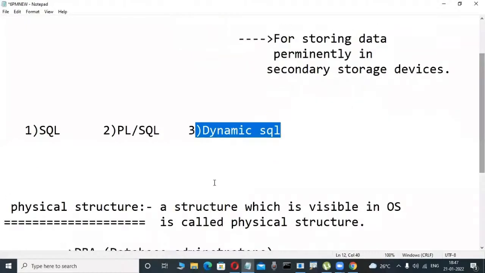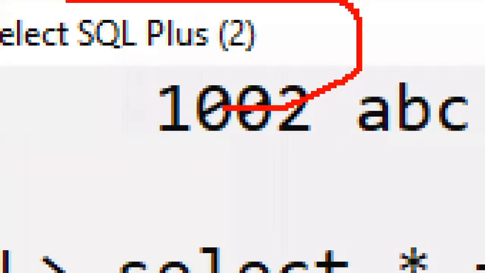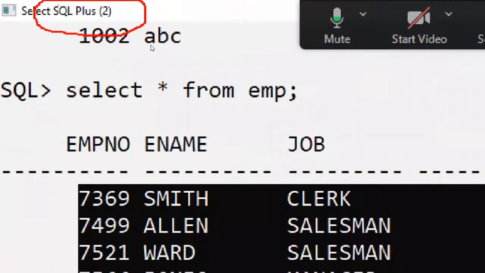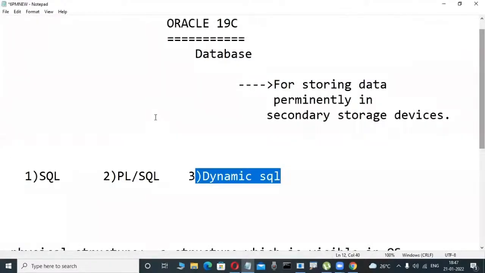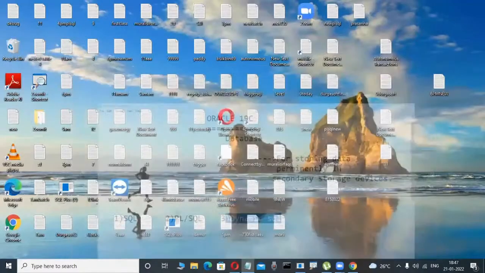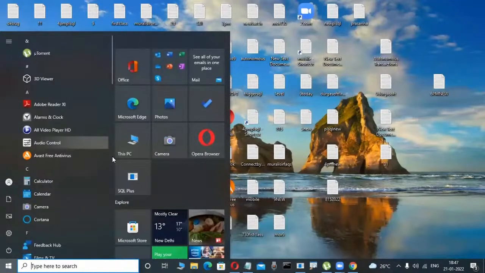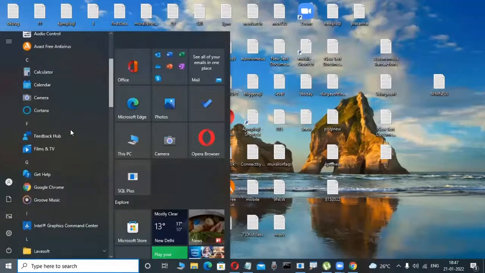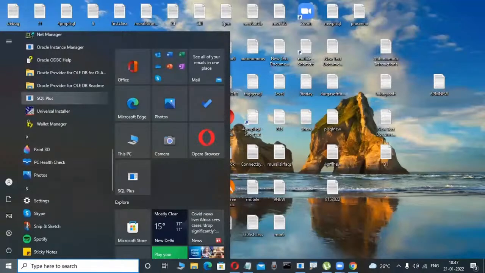But another thing is there on my system. SQL*Plus is there. What is this? This is a tool, called a client tool. If you want to connect to the Oracle database, we use client tools. SQL*Plus is the default tool. Whenever I install the Oracle software, the tool is automatically available. How to install it, what these tools are, we will learn in our course. Don't worry. This is the Oracle software I'm installing, and in it SQL*Plus is automatically there.